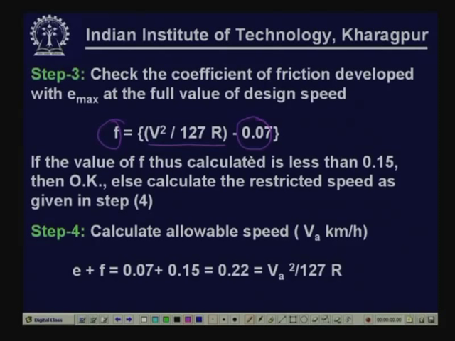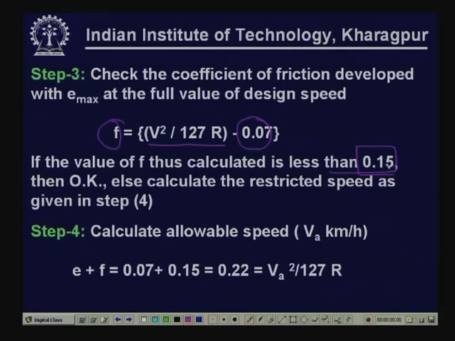Now, if this F value is less than the permissible value, which is again as per the Indian practice 0.15, then the overall operation is safe, or E plus F equal to V square by 127 R. Considering this basic equilibrium, E and F values are sufficient to counteract the centrifugal force.